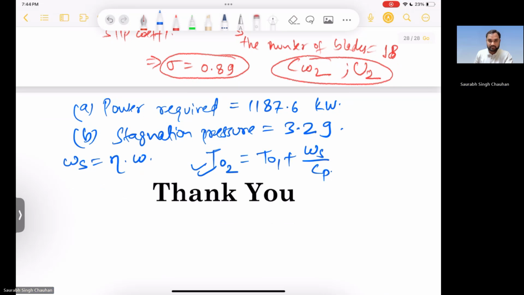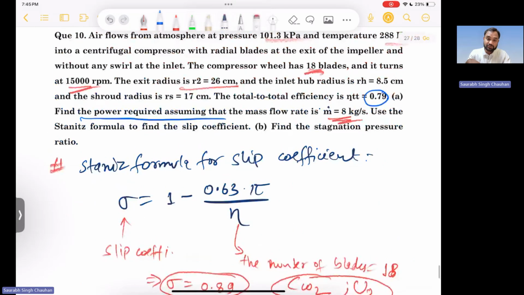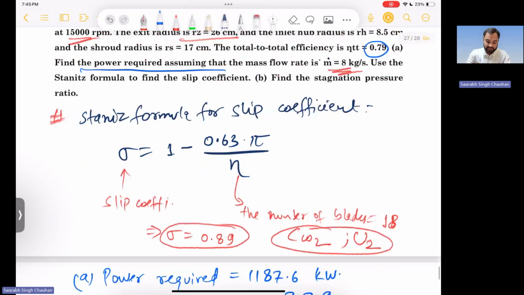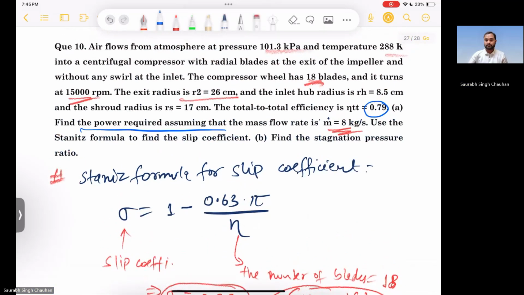And your pressure ratio will be equal to the temperature ratio to the power gamma by gamma minus 1. Gamma you can assume as 1.4. So please substitute these values and you will get the answers. If there is any problem, then we will solve it in the next session.